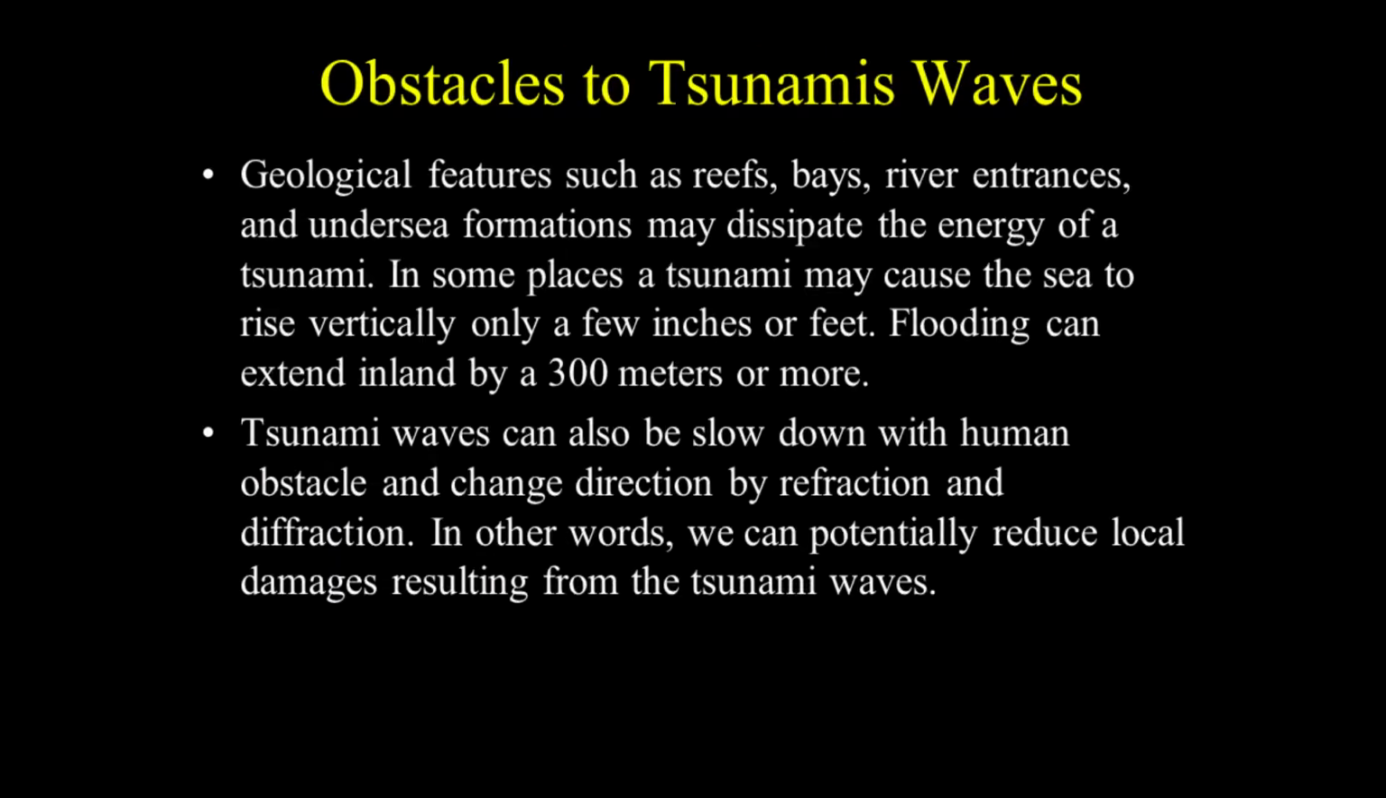Geological features such as reefs, bays, river entrances, and undersea formations may dissipate the energy of a tsunami. In some places, a tsunami may cause the sea to rise vertically only a few inches or feet. Flooding can extend inland by 300 meters or more. Tsunami waves can also be slowed down by human obstacles and change direction by refraction and diffraction. In other words, we can potentially reduce local damages resulting from the tsunami waves.